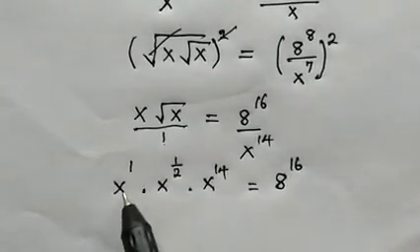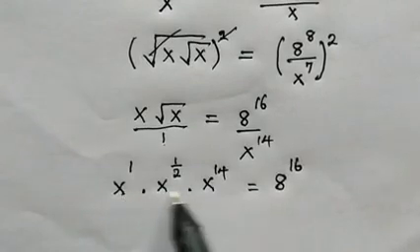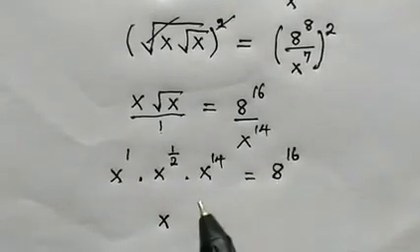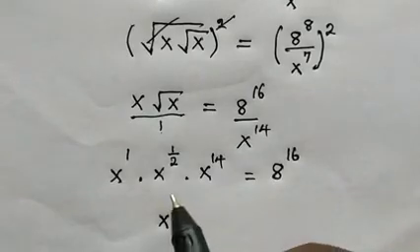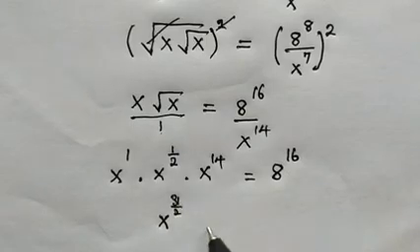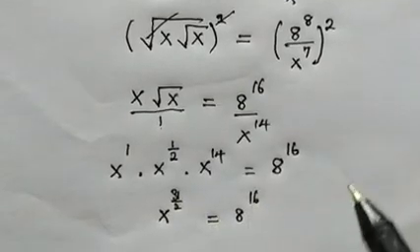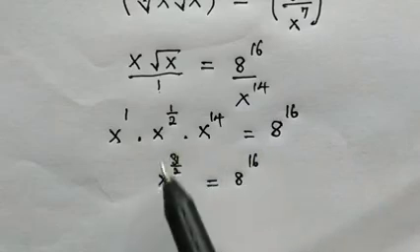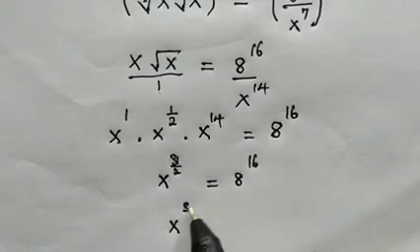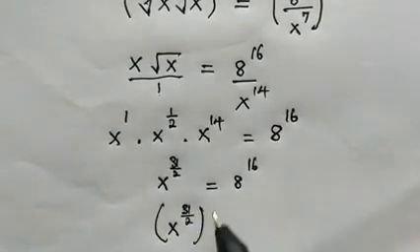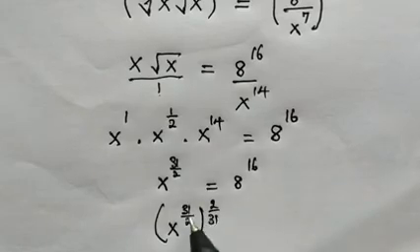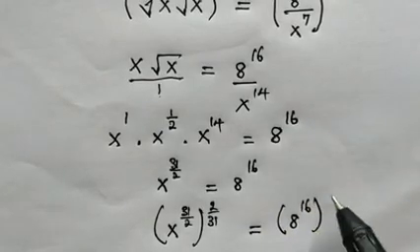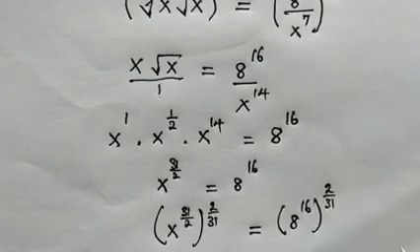Now we're going to, you know this law of indices, we have the same base, so we're going to add the whole powers. So when you add the whole powers there, you're going to get x to the power of 31 all over 2. Therefore, this is equal to 8 to the power of 16. Now, for us to get the value for x, let us raise both sides to the power of the reciprocal of x here. So we have x to the power of 31 divided by 2 all to the power of 2 divided by 31. That is the reciprocal of 31 over 2. This will be equal to 8 to the power of 16 raised to the power of 2 divided by 31.